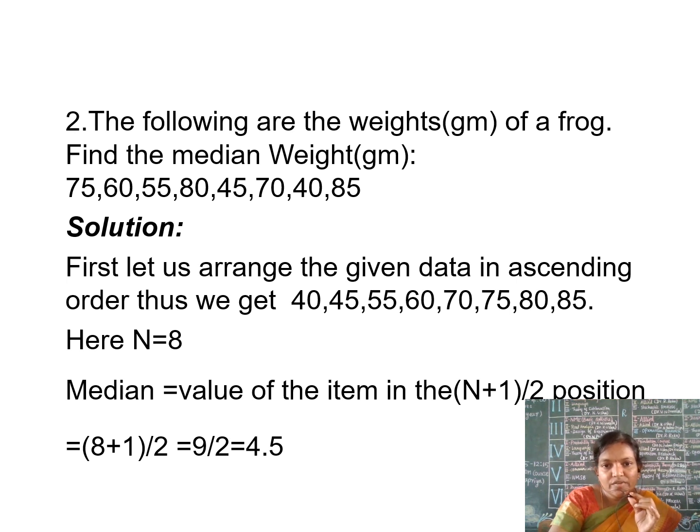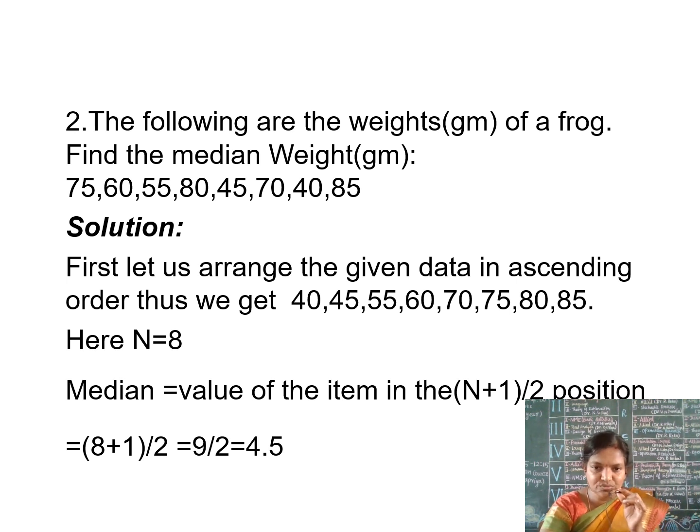Now we will see how to calculate the median for an even number of values. Here also you should arrange the values in ascending order, which is the first step. The same formula, (n plus 1) by 2 position, will be used. Then you substitute how many values there are. In our question there are 8 values. 8 plus 1 by 2 is 9 by 2, which is 4.5. So you should select the fourth value plus the fifth value, because it's an even series.